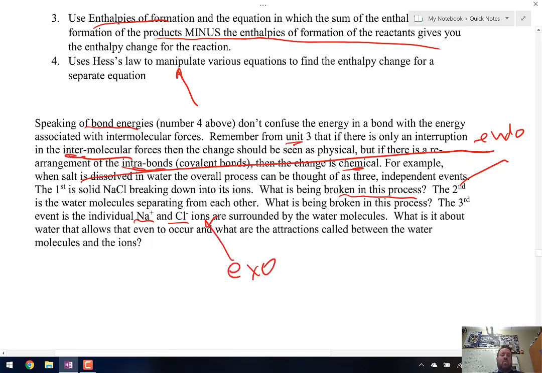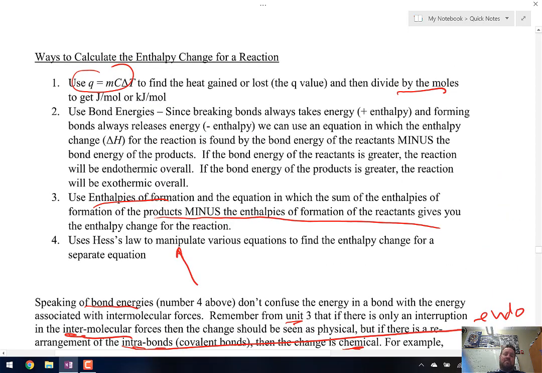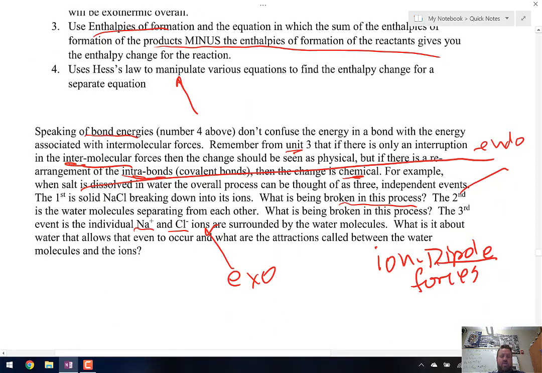Okay, what is it about water that allows that to even occur? And what are the attractions? We know those are called ion-dipole forces that exist between the sodium ions or the chloride ions and the polar water molecules. Okay, and that's a good introduction there to Hess's law.